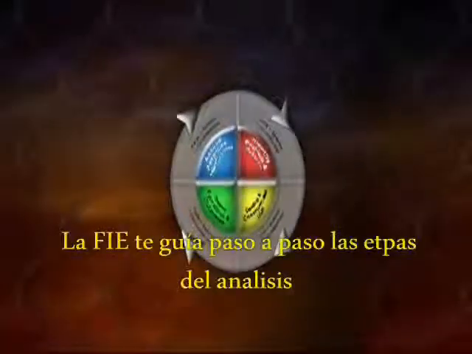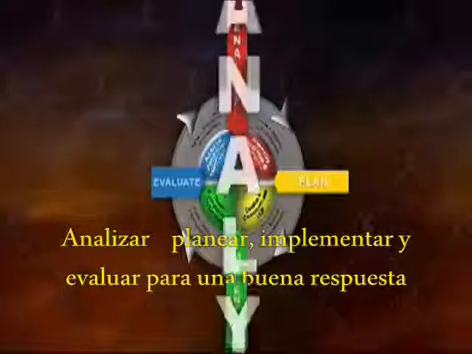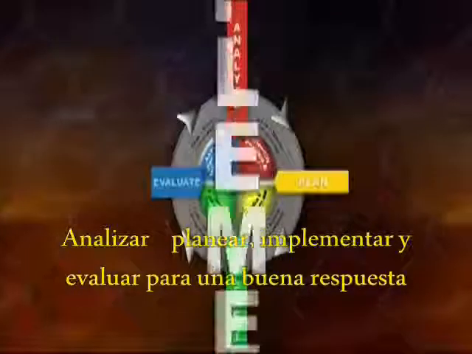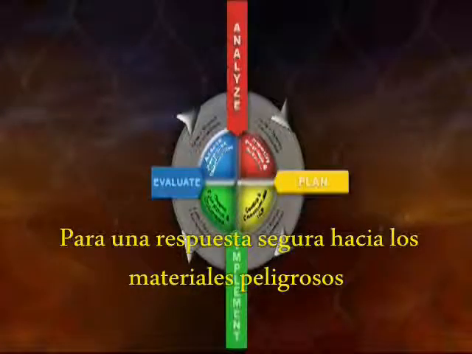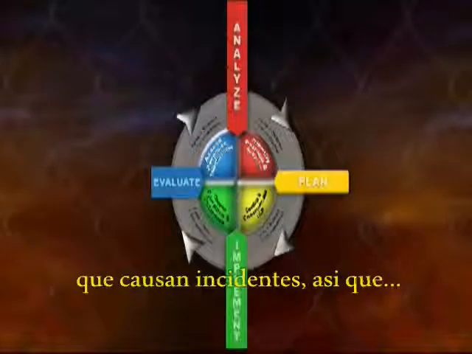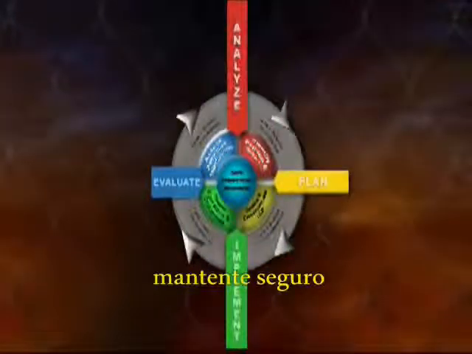The API model leads you step by step from the initial dispatch through the stages of analyze, plan, implement, and evaluate to a safe, competent response to a hazardous materials or WMD incident. Follow the model. Be safe. Accomplish the objectives.